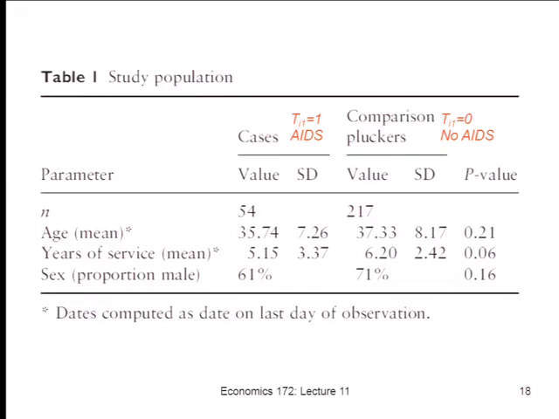Which of these variables looks a little bit more different? Maybe gender looks a little bit different. So it's 60% versus 70%. Not huge differences, but some differences. Yeah, they're 5 years versus 6 years. So the cases, the treatments, are a little younger, have a little less experience. They're a little more female, basically. That's the kind of thing. So they're not radically different.